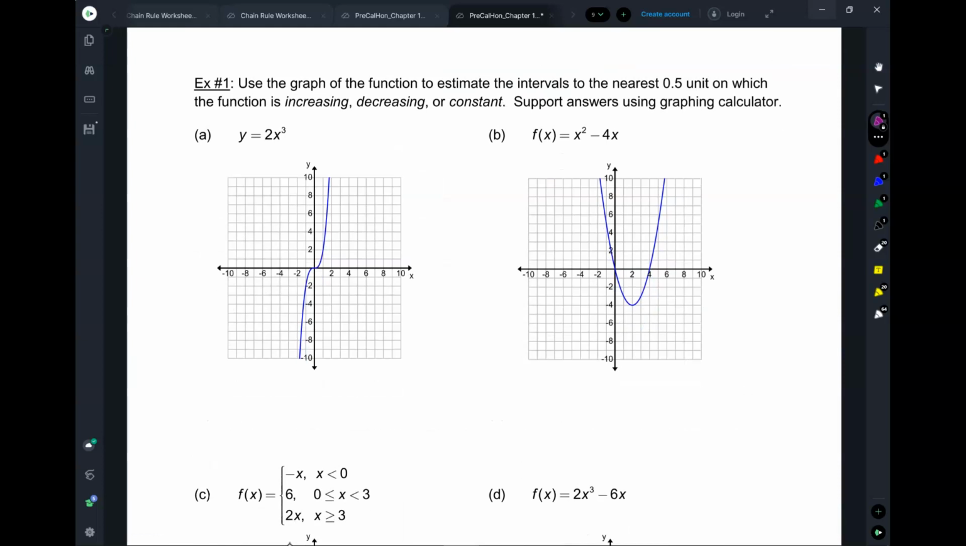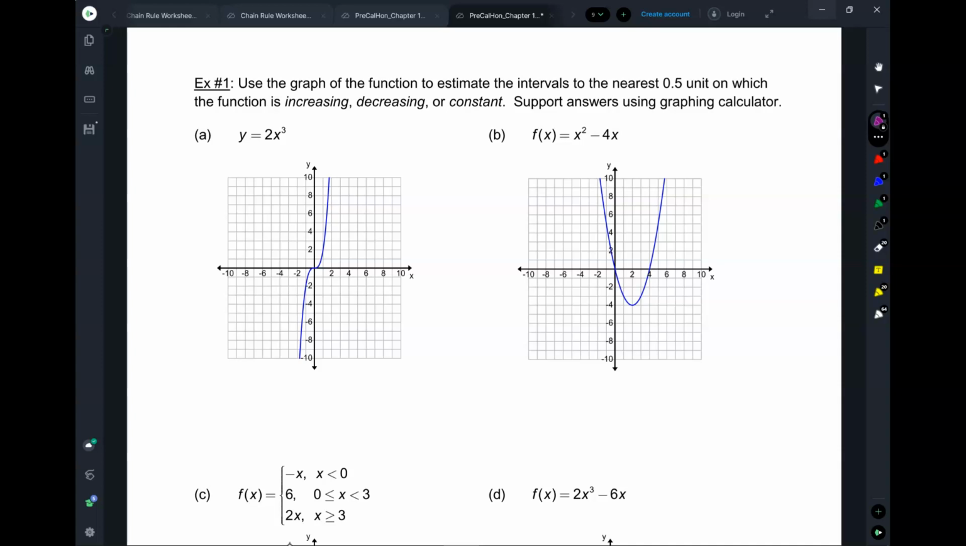Increasing, decreasing, constant. Okay, the first one, what do you guys think? Where is it increasing? Where is it decreasing? Where is it constant? I have it increasing the entire time. Does everybody agree with that? No? What do you guys think?